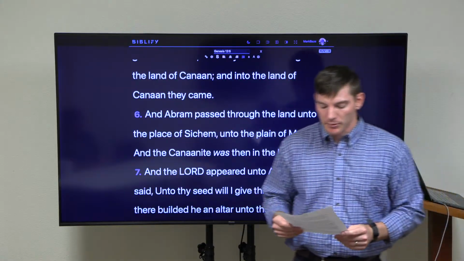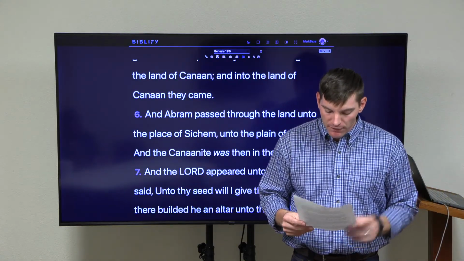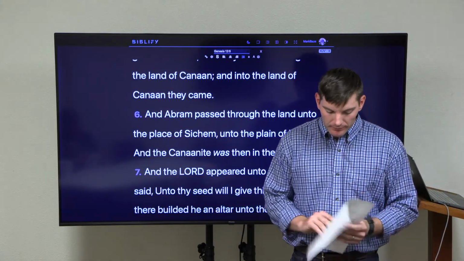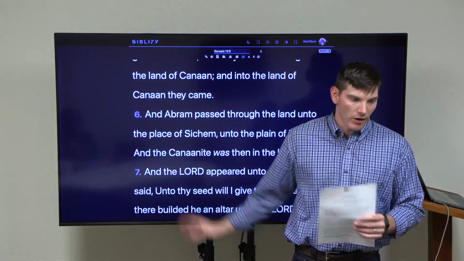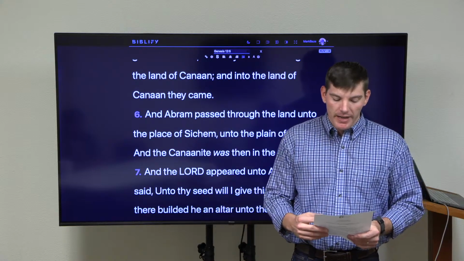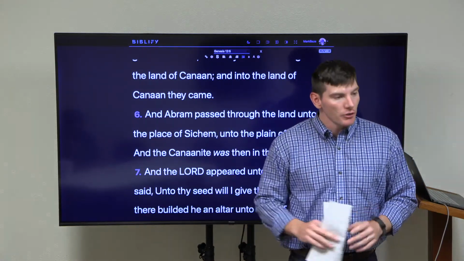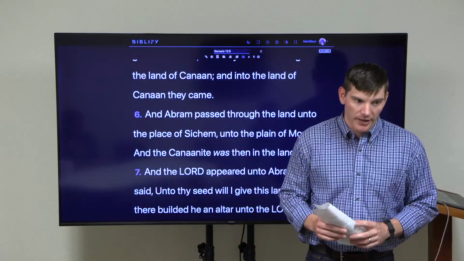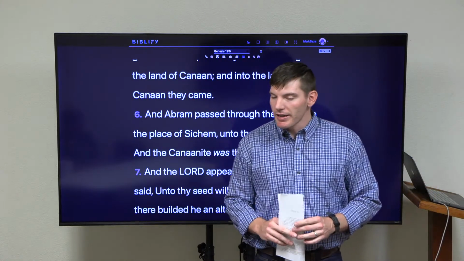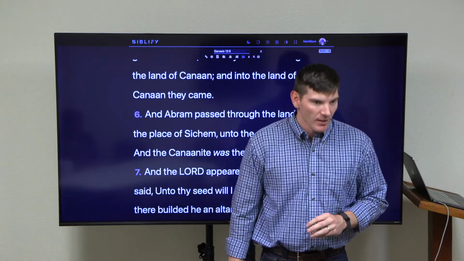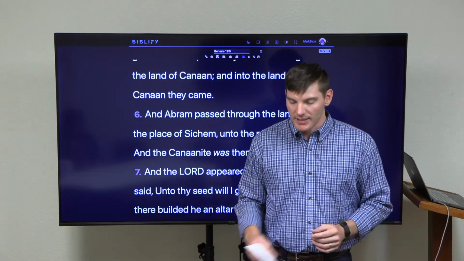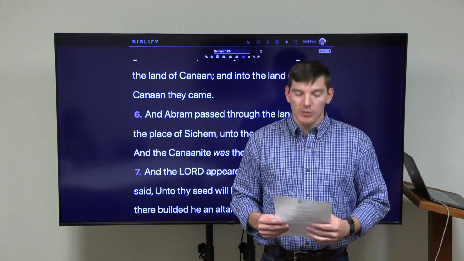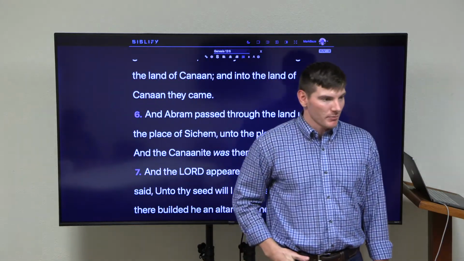Shechem is an interesting place. The first time that you see Shechem, really outside of Abraham's story, it's one that you teach all your little kids in Sunday school. This is the story of Jacob's sons. They were living in the land in Shechem at the time, and there was a man named Shechem. I wonder how Shechem got its name.